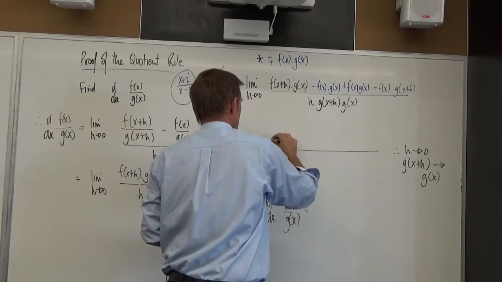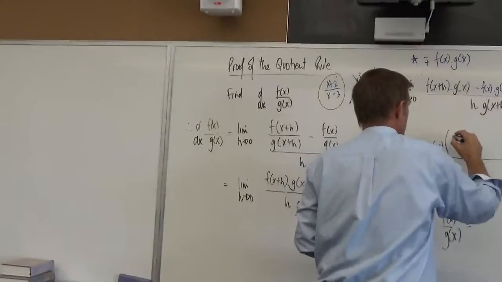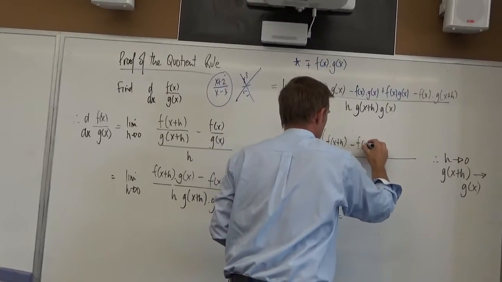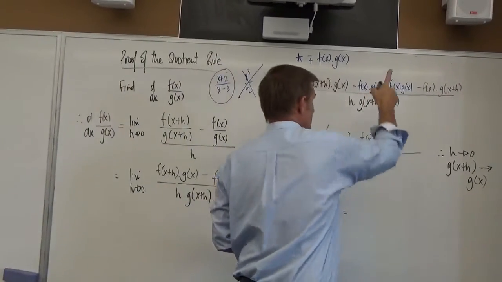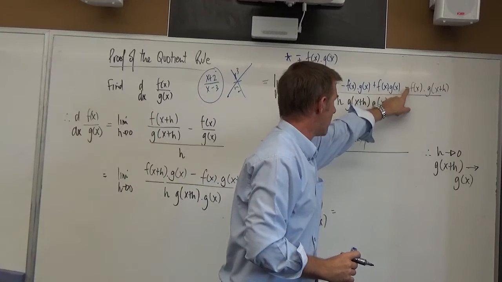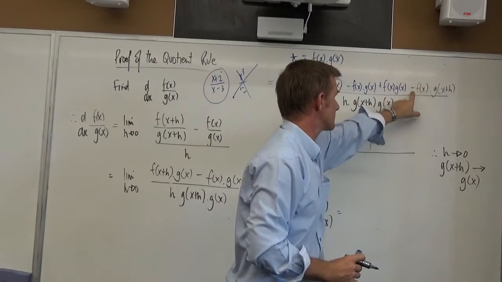Bring the g of x out front of f of x plus h minus f of x. And now this next step, we've got to be a little careful here. I'm going to take the minus out front. Okay, so of these two terms, I'm going to take a negative out front.